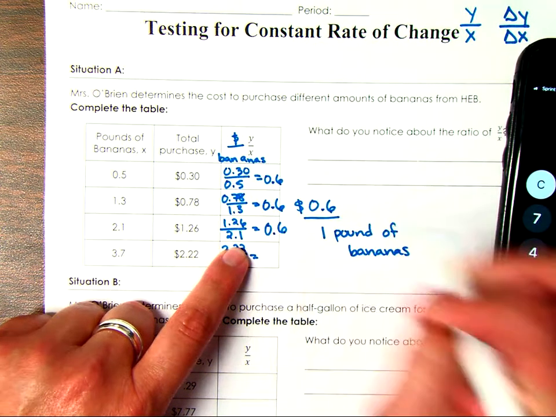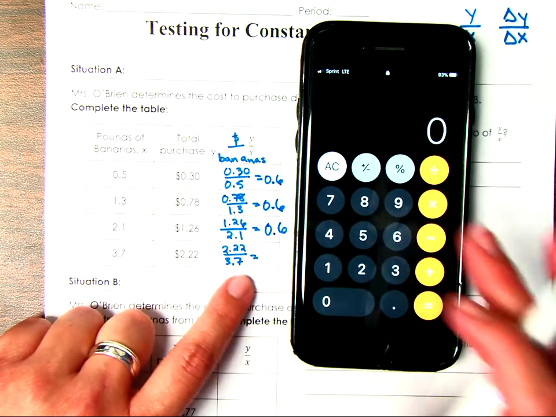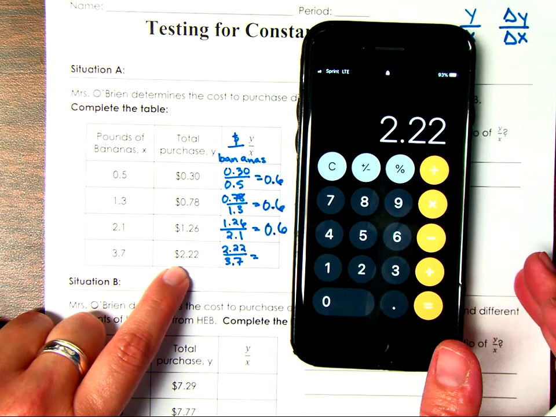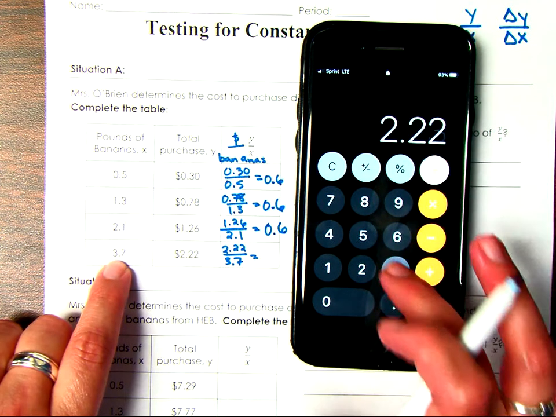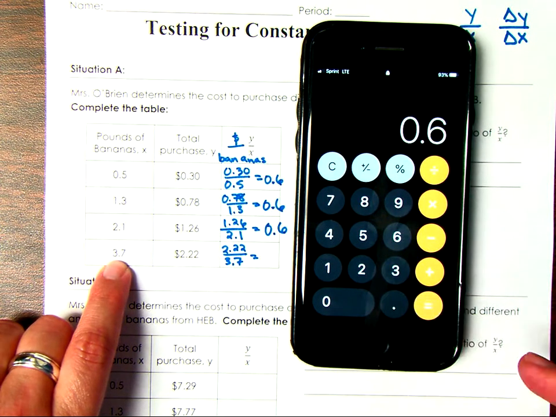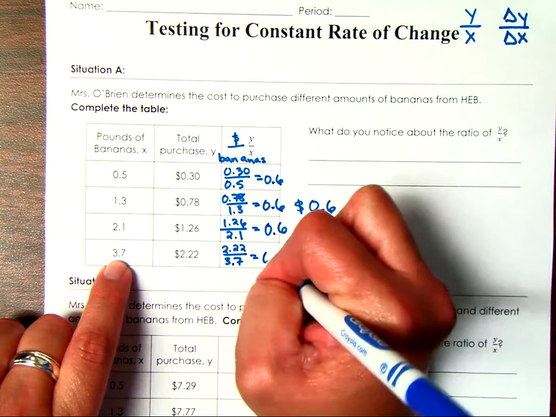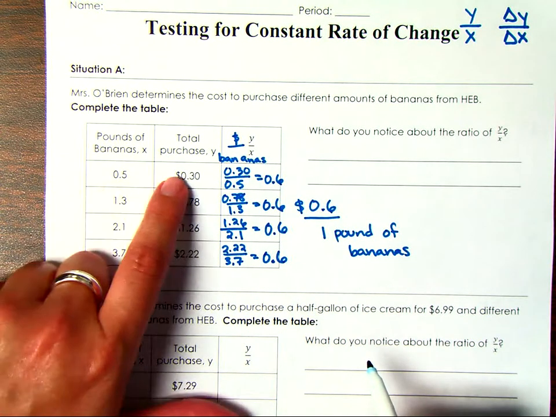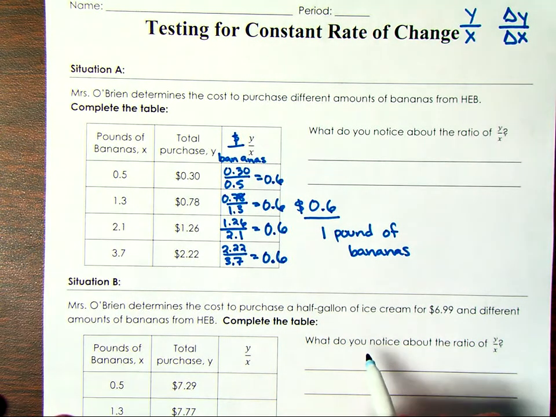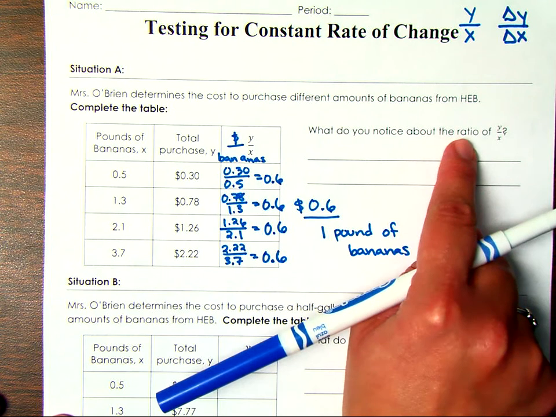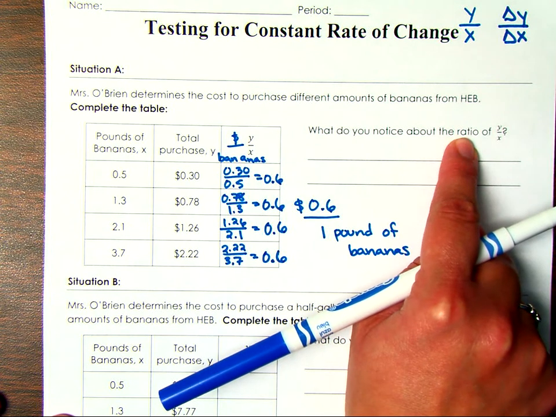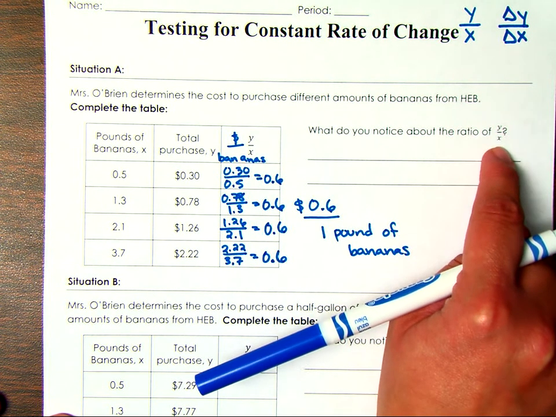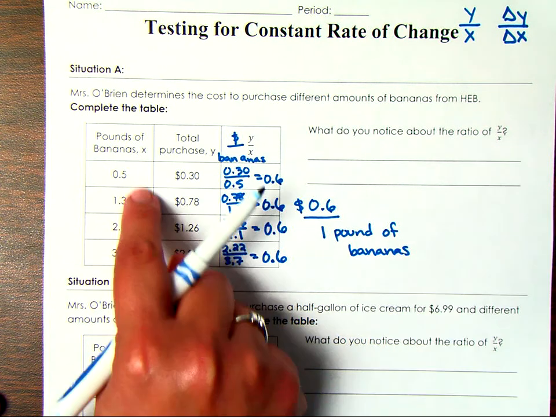So they are all reducing down to the same thing, and we're going to talk about what that means in just one moment. So if she spends $2.22 for every 3 7/10 pounds, again, it's 6 tenths. That means that these all reduce down to the same thing. So what did we notice about the ratio? Remember, the ratio is a comparison between two things, and those two things that we are comparing right now are the amount that she purchased for every pound of bananas, or however many pounds that she's buying.